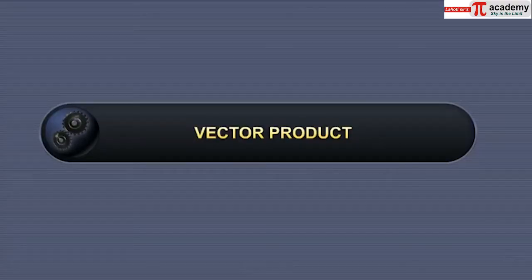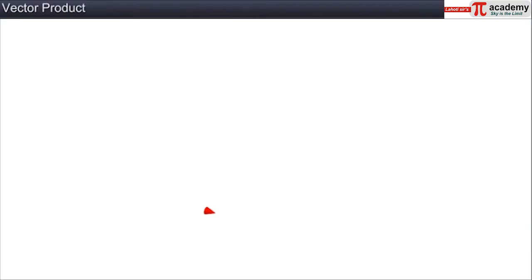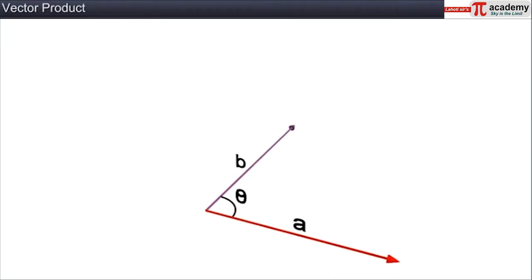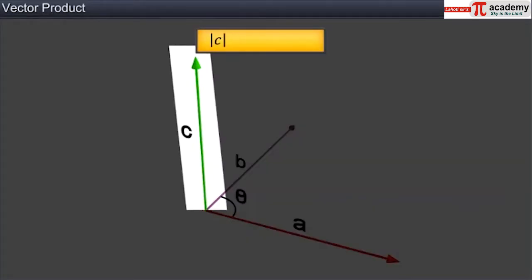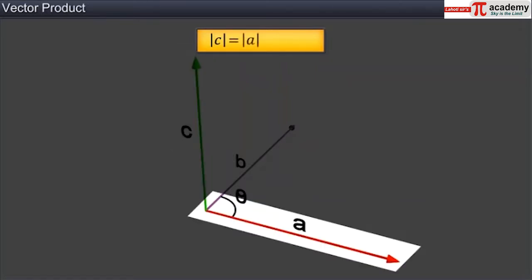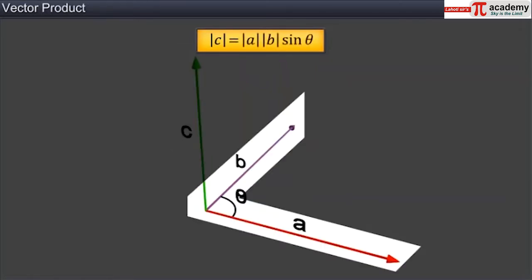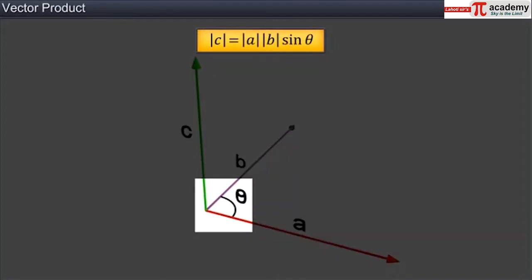In this module, you will learn about vector products. If the product of two vectors, A and B, is a vector, C, then C is called the vector product or cross product of A and B and is read as A cross B. The magnitude of the vector product C is equal to the product of the magnitudes of vectors A and B and the sine of the angle theta between them.